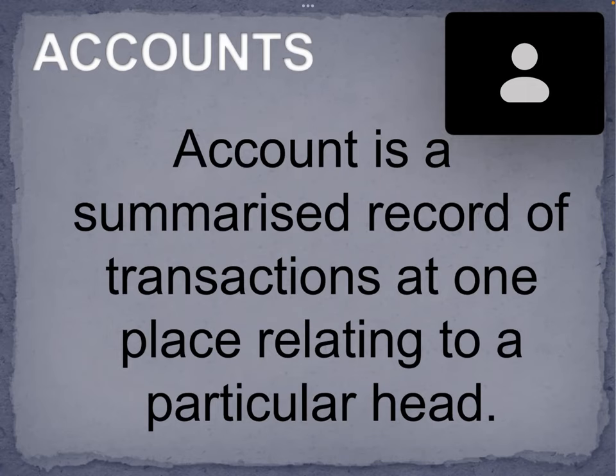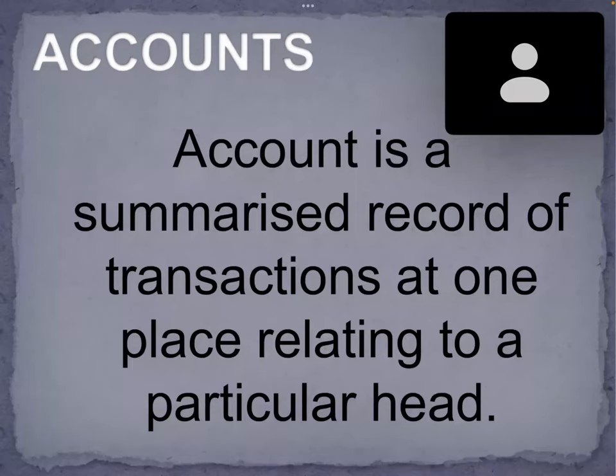A transaction at one place relating to a particular head or particular kind of transaction. So one particular kind of transaction is recorded at a particular place, that is called the account. For example, if we have purchased machinery and we have sold machinery during the year as well, all those transactions in relation to the buying and selling of machinery will be recorded at only one place, which is called machinery account.